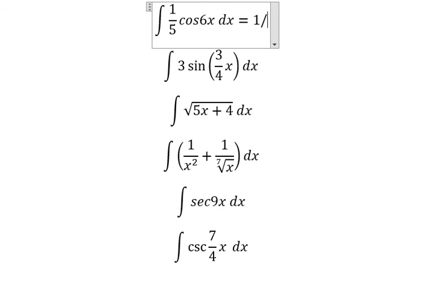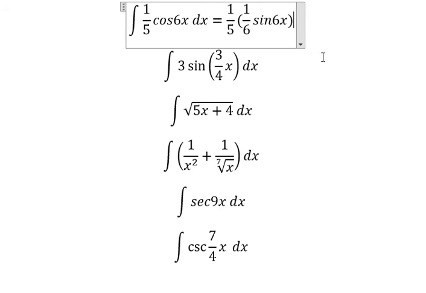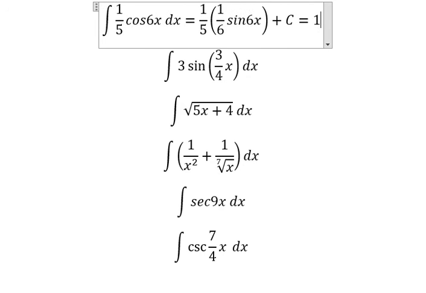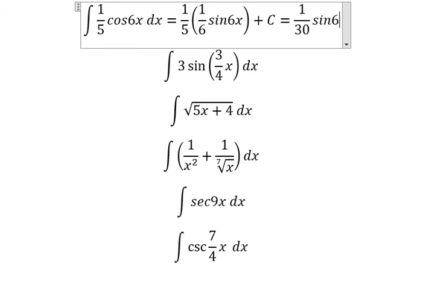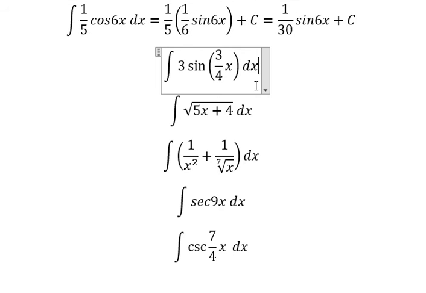Question number 1. The integration of cos 6x, we will have 1 over 6 sin 6x, and we put c, and we have 1 over 30 sin 6x plus c.